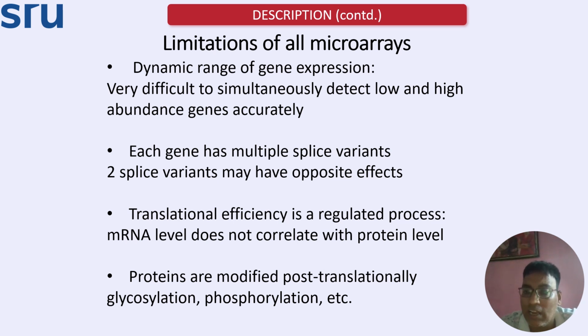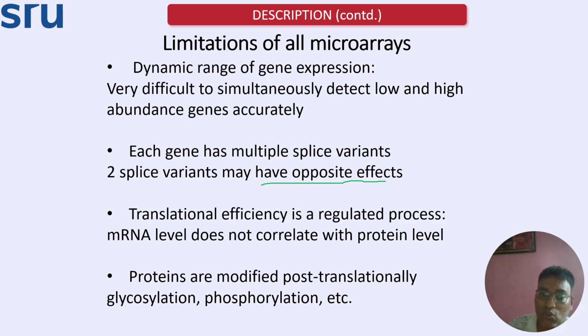Moreover, every gene has multiple splice variants. When the splice variants have opposite effects, that is, one variant is expressed too much and another variant is expressed too little, we may not be able to quantify the exact implication of all this on the functional part, how the function will be controlled. Translational efficiency is a regulated process.